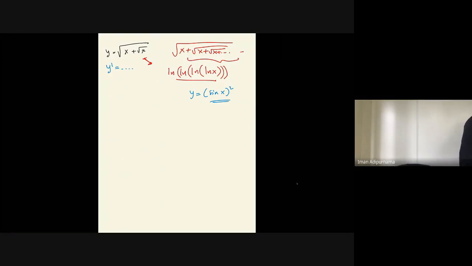So one way to think about these functions: remember that if you have f(g(x)), then the derivative is the derivative of f, and then the derivative of the inside. That is just how it works. So this is the outside function and this is the inside function.